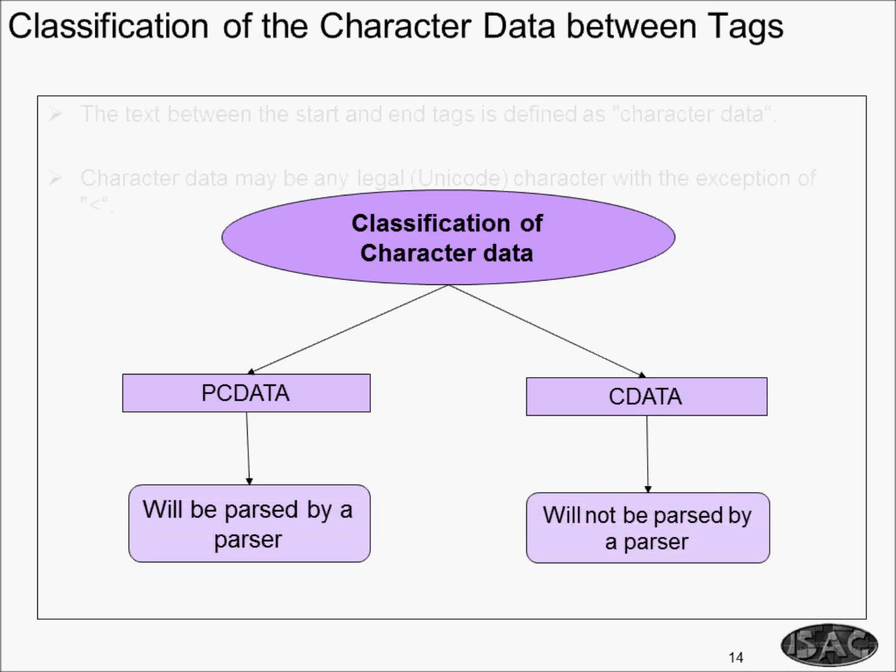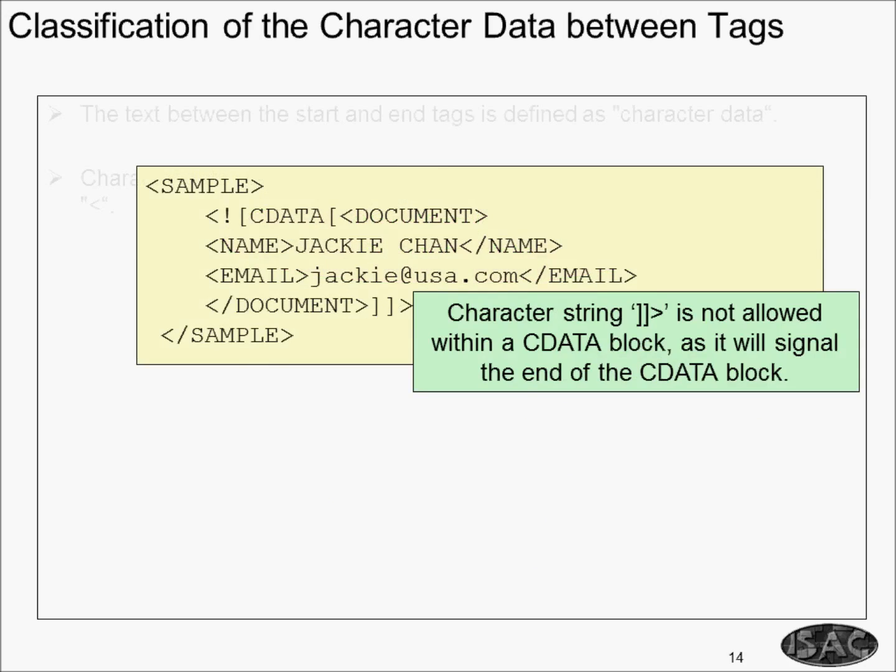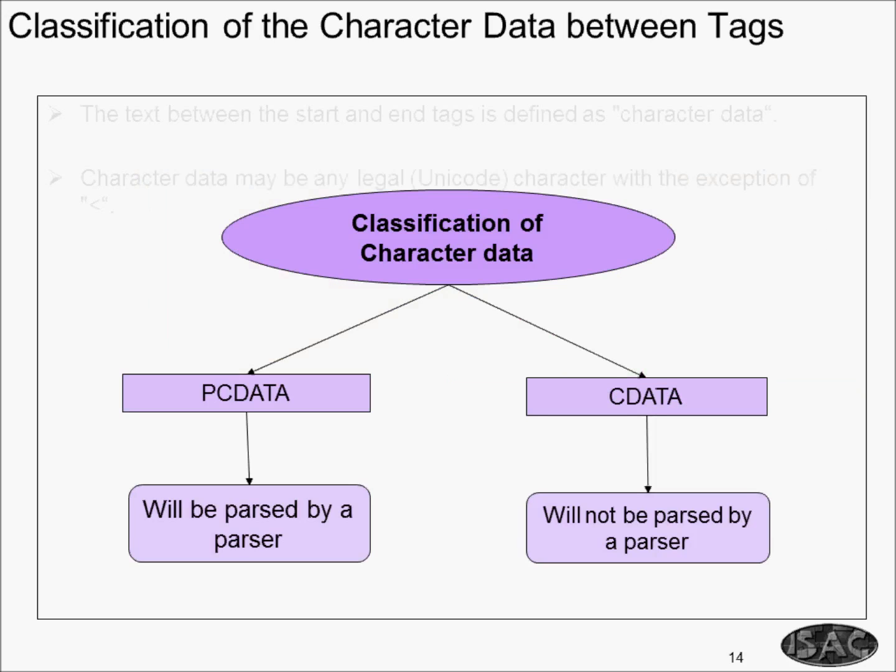But before that, there is another thing to understand: what are the two different types of character data which can be put in an XML file. There are two types of character data. One is called PCDATA and the other CDATA. These are based on what can be parsed and what cannot be parsed by a parser. PCDATA is data which will be parsed by a parser.